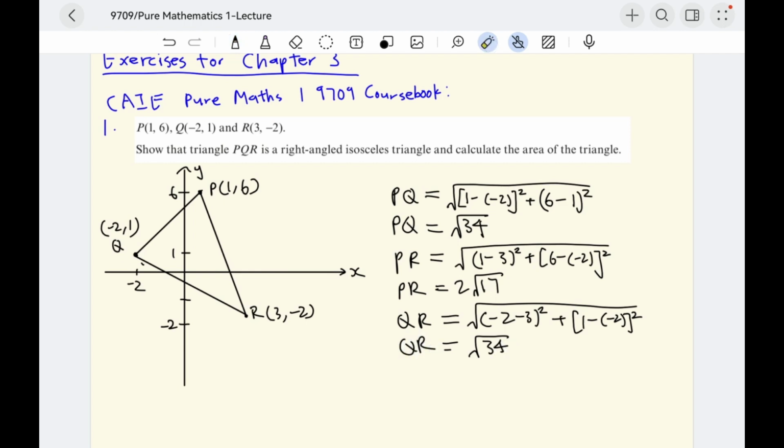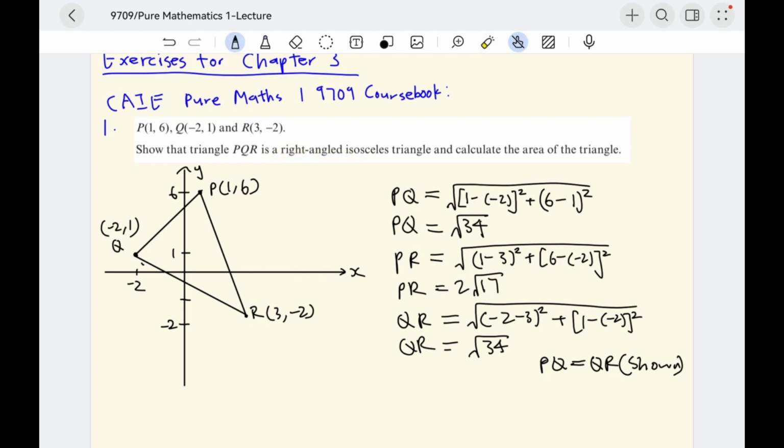Based on these three length calculations, what you can observe is that two sides have equal length. You can see that PQ equals QR. This is the first part: you have shown that PQR is an isosceles triangle, but you haven't shown that PQR is a right-angled triangle. So what are you going to do?